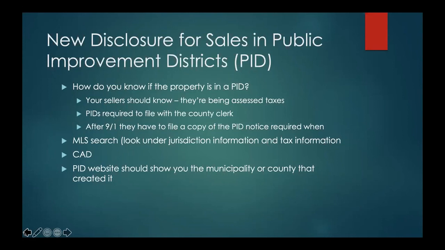We'll also see it on the tax certificate. Of course, by the time we get it, your contract's already signed. But it's something that your title company will know and your seller will also know. Also, after September 1st, these PIDs have to do an update periodically. And when they do the update, they have to file something in the real property records. So it's more additional information in the real property records we'll be able to find. You should also be able to look at it in MLS. So if you find a property very close to your seller's home, you should be able to look at the jurisdictional information and it will show it.